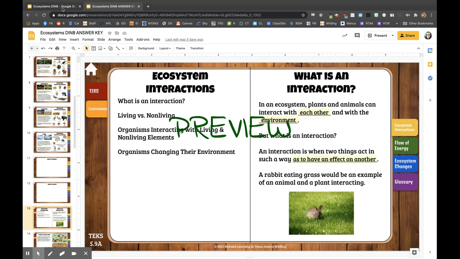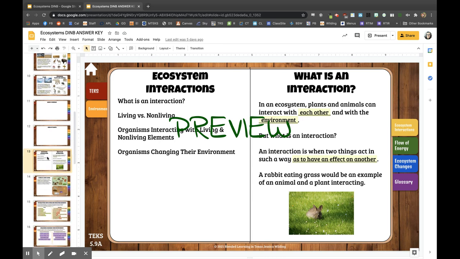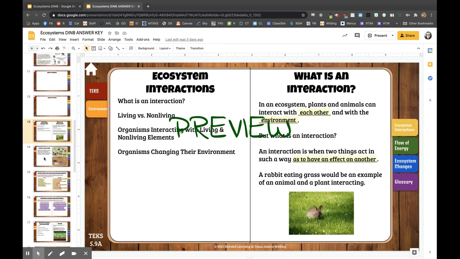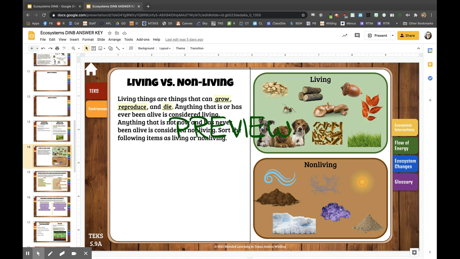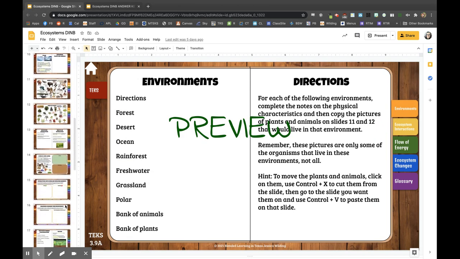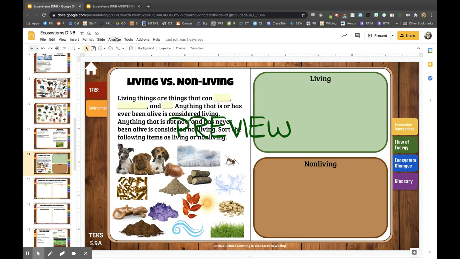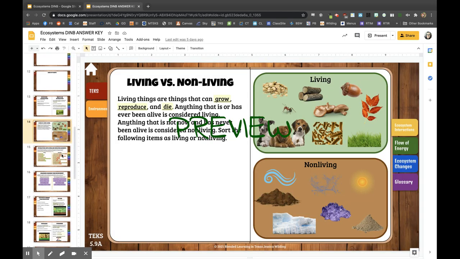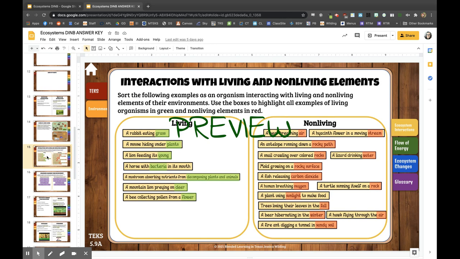So the next section is on ecosystem interactions, and it discusses what is an interaction, reviews what are living and non-living things, and there's a sort. So when the students get this slide, those items are on the left and they have to sort them onto the right. Then there's a sort on the next page as well, for interactions with living and non-living elements.